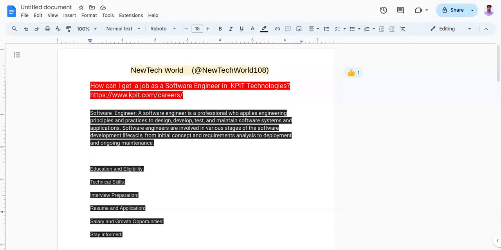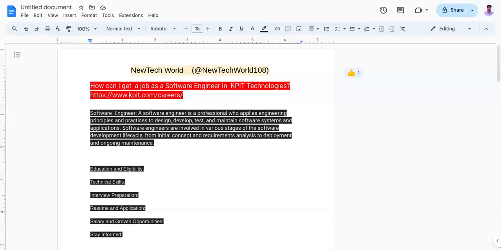If talking about the growth, you can get a job up to 12 to 16 LPA in your second to third year if you have good communication, technical, and quantitative knowledge.